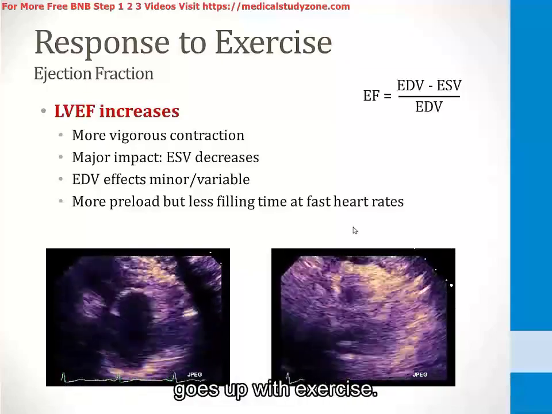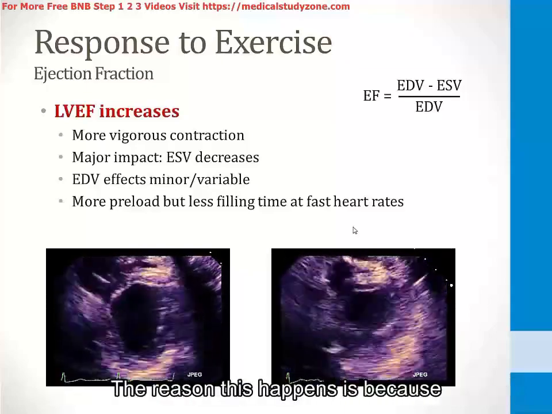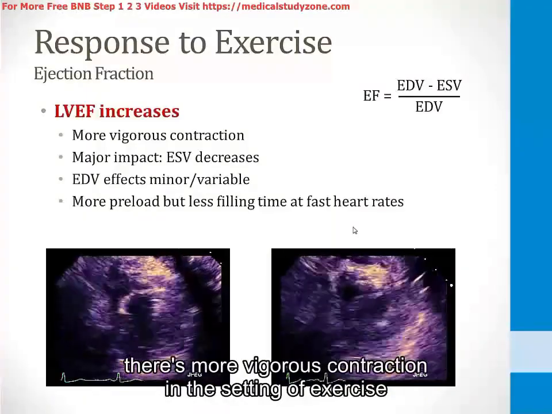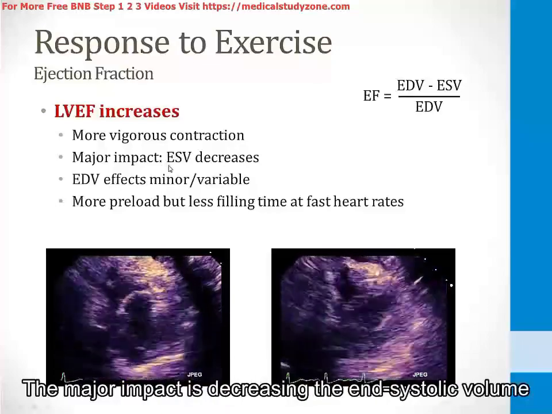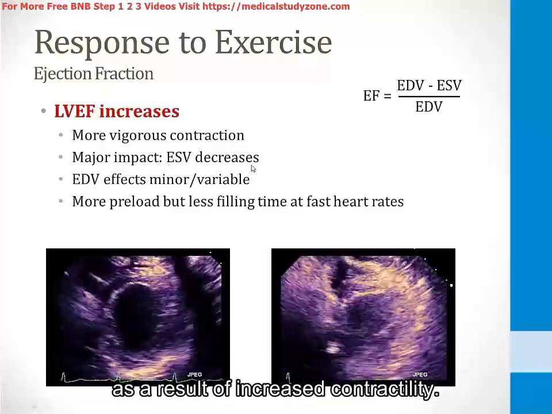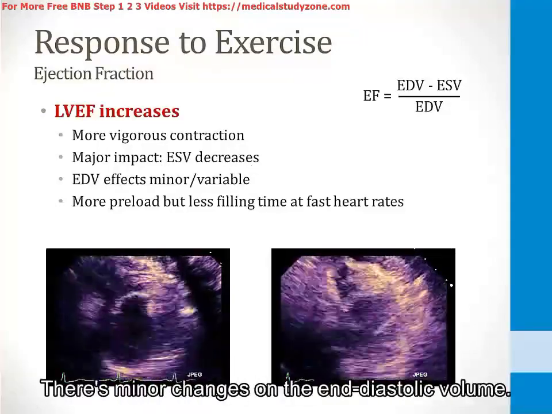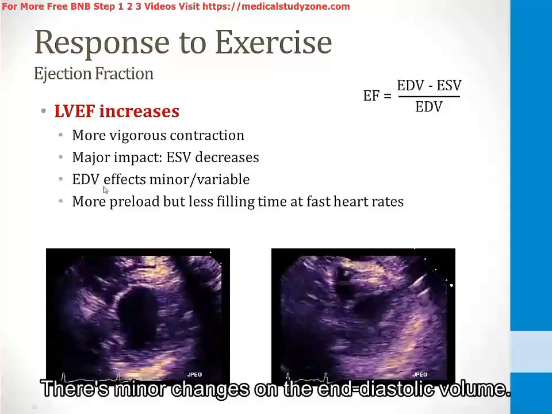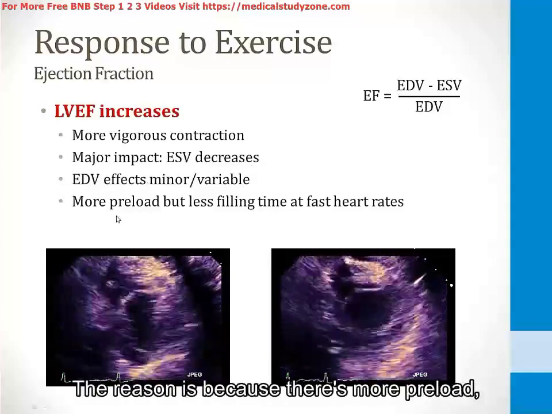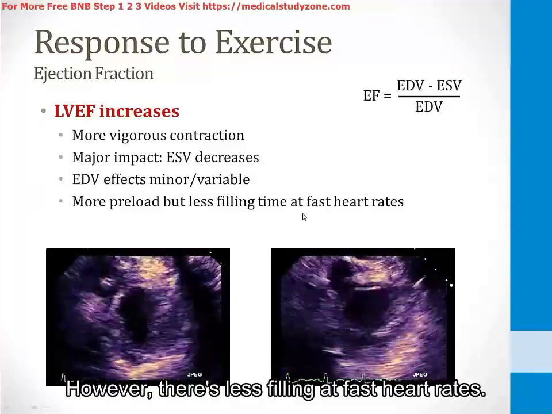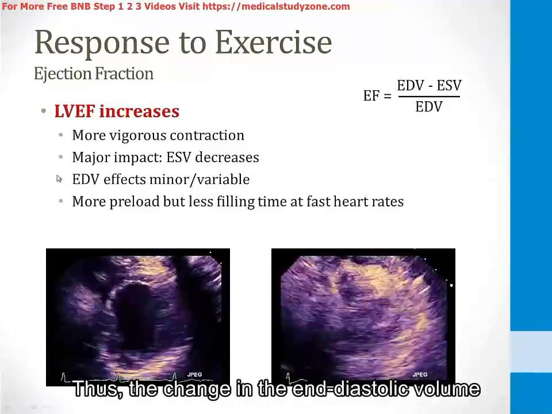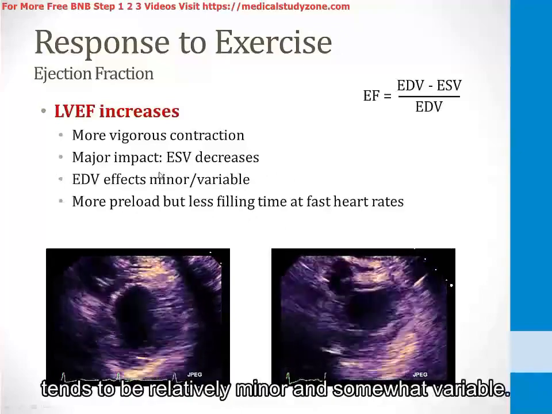The reason this happens is because there's more vigorous contraction in the setting of exercise and sympathetic stimulation. The major impact is decreasing the end systolic volume as a result of increased contractility. There's minor changes on the end diastolic volume. The reason is because there's more preload, which tends to raise the end diastolic volume. However, there's less filling at fast heart rates. Thus, the change in the end diastolic volume tends to be relatively minor and somewhat variable.